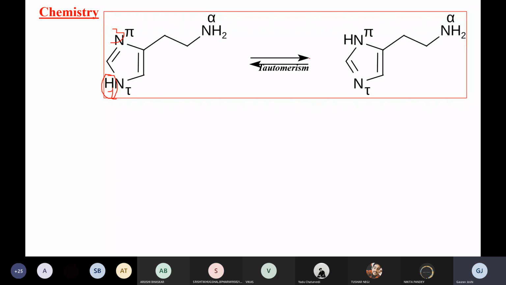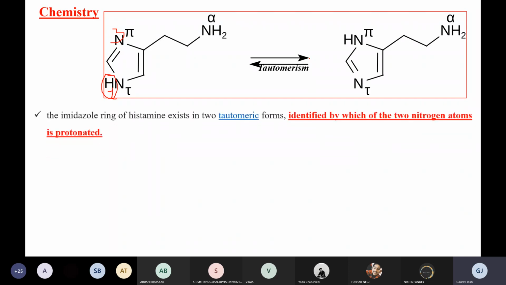Now, how does the tautomerism actually influence the activity of histamine? These are very important questions that may arise in your GPAT exam. They will not ask about the drug structure and anything like that, but they can ask about these concepts. So I'll be telling you one concept. Let me erase this.